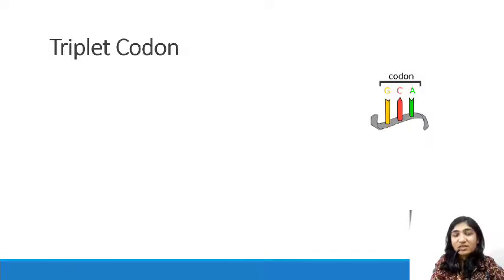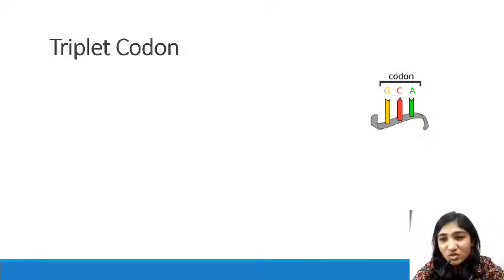Now the next concept, triplet codon. We have seen transcription. We are going to see translation. Before that, you should know the concept of triplet codon. We have seen the messenger RNA, mRNA. Each three nucleotides in the messenger RNA are called a codon.